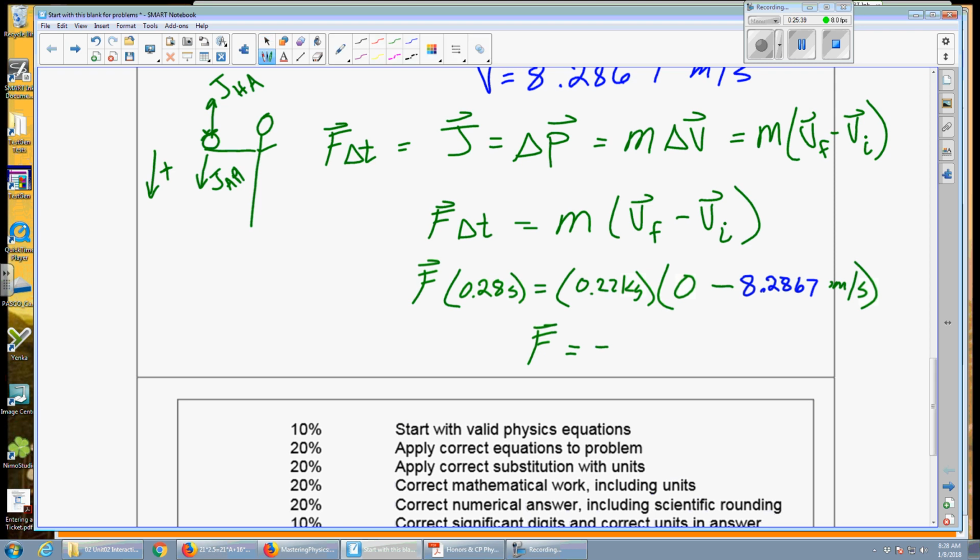And so I do get negative 6.51 newtons. And of course I'm going to report that as 6.51 because they just have, my guess is they just want the magnitude. I think. It might be something else.